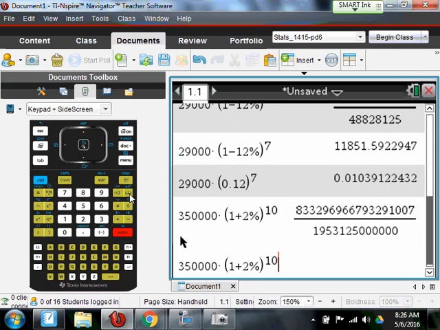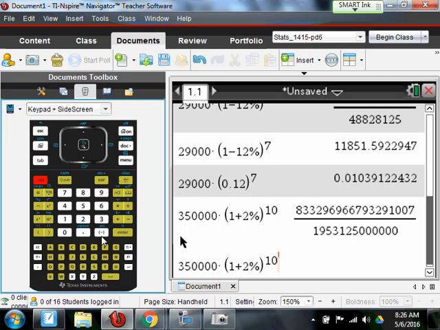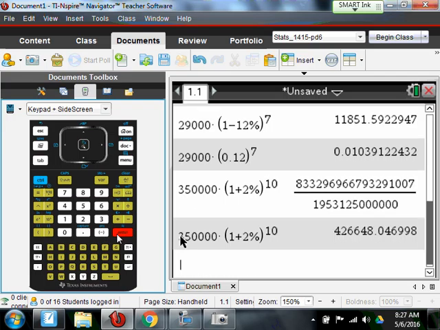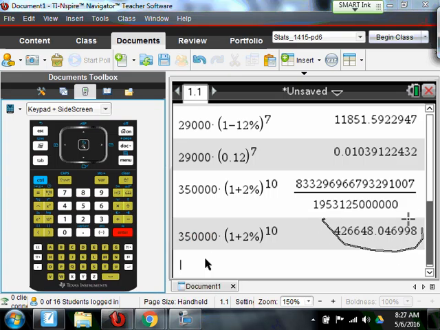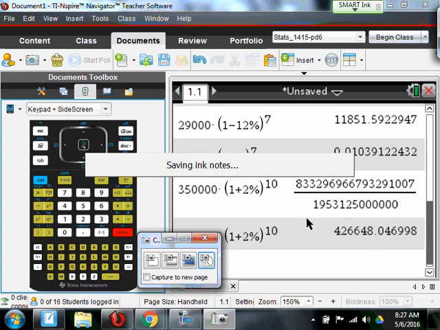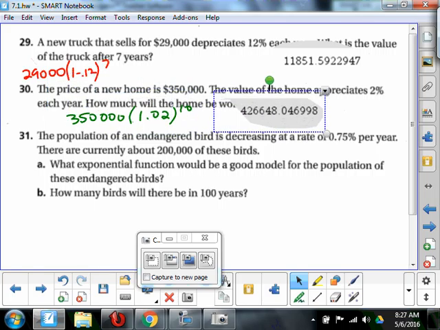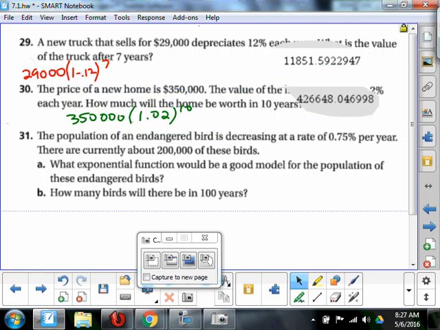Oh, man, I suck at using the Inspire. What should I press? Control Enter will give me a decimal. Dollars and cents. We got to go 2 places. We got to round the right way. That's $426,648. And how many cents? I'm hearing 4, I'm hearing 5. $426,648.05. With money, we use the traditional rules of rounding. Okay.